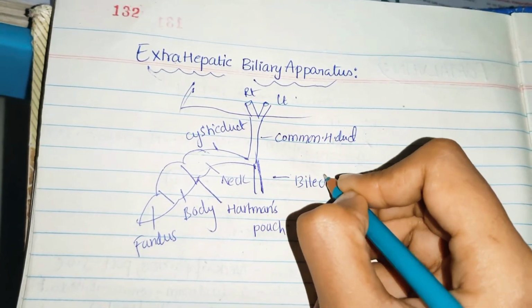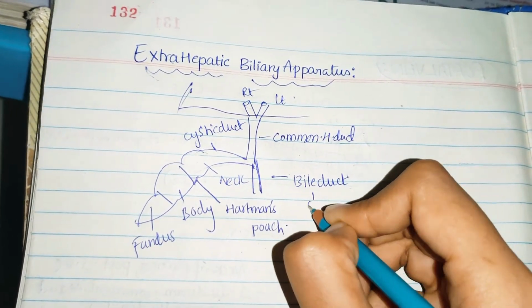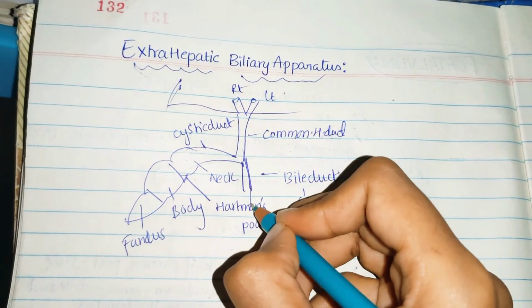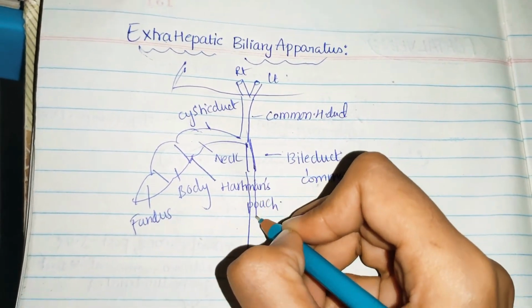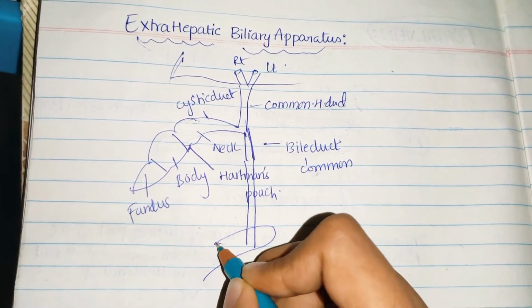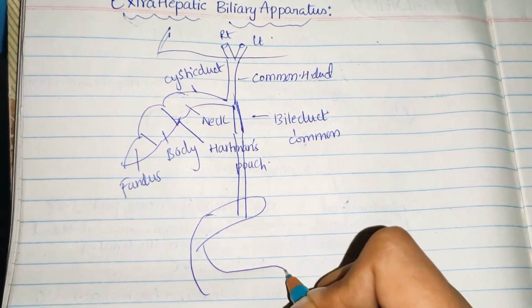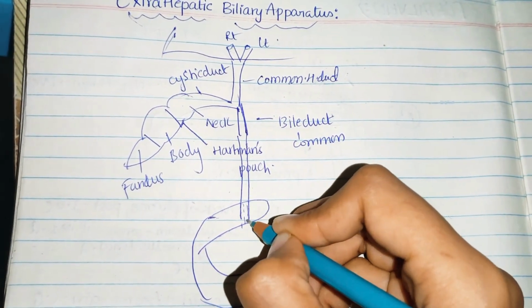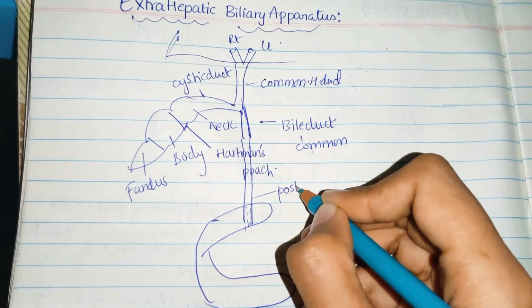Now, the cystic duct and the common hepatic duct together form a bile duct. The bile duct is also called the common bile duct. This bile duct moves forward and passes behind the first part of the duodenum. So this is the duodenum. It passes back, so actually it should be drawn as a dotted structure because it is passing posterior to the duodenum.